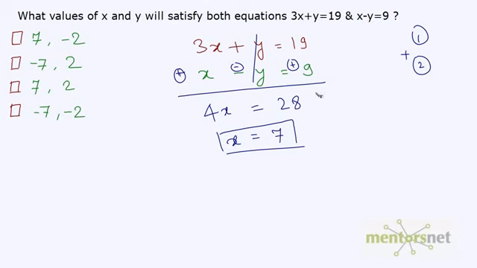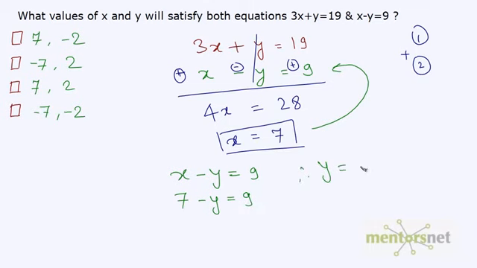Now you can put this value of x in equation 2 to get the value of y. So the equation 2 is x minus y is equal to 9. X is 7, so 7 minus y is equal to 9. Therefore y is equal to 7 minus 9, and that is y is equal to minus 2. So x is 7 and y is minus 2.